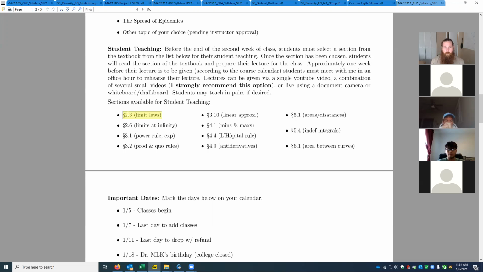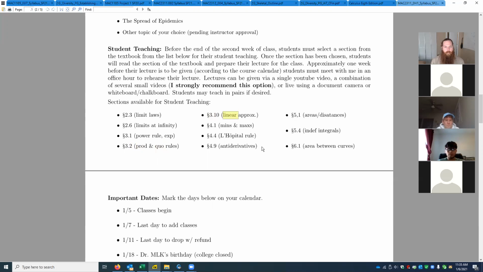So if you wanted to do 2.3 or even 2.6, I would need you to let me know very, very soon. Other sections, 3.1, which is like the power rule, if you know anything about calculus from high school or elsewhere, and derivatives of exponential functions. 3.2 is on the product and quotient rules.